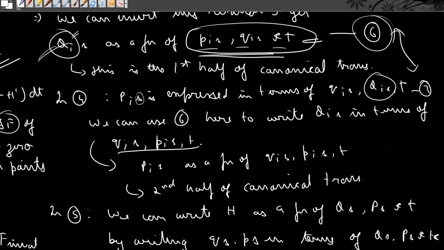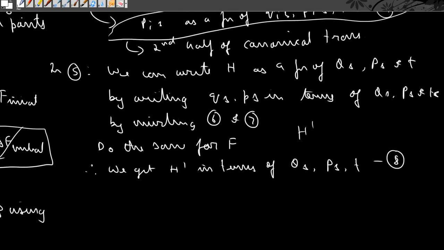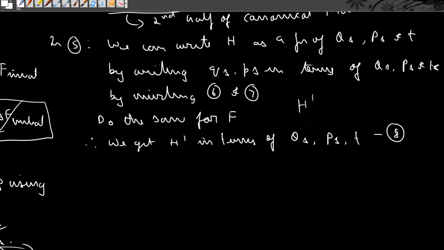Where did I write 7? Okay, this is 7. So using these two relations we can invert them and write the old coordinates and momenta in terms of the new coordinates and momenta, and finally get the expression for H dash in terms of these variables, which solves our entire transformation problem. So now from this information we have got the canonical transformation equations as well as the expression for our new Hamiltonian in terms of the new coordinates and momenta.